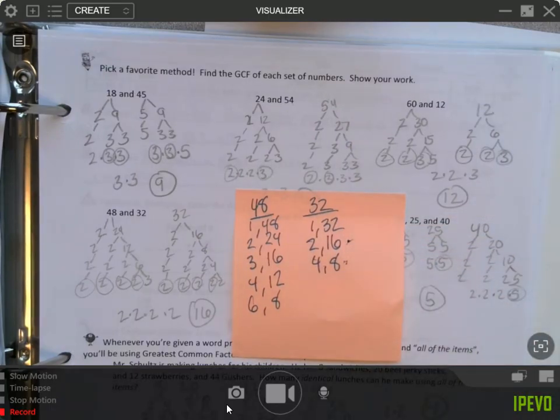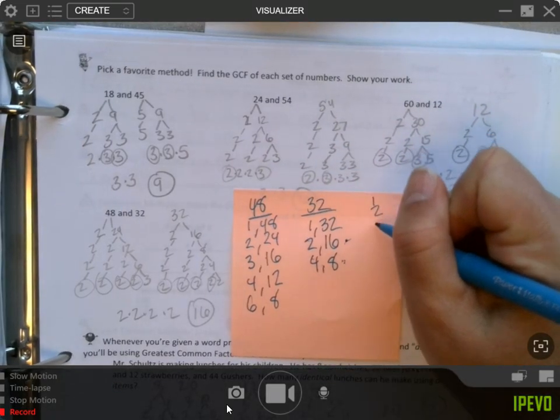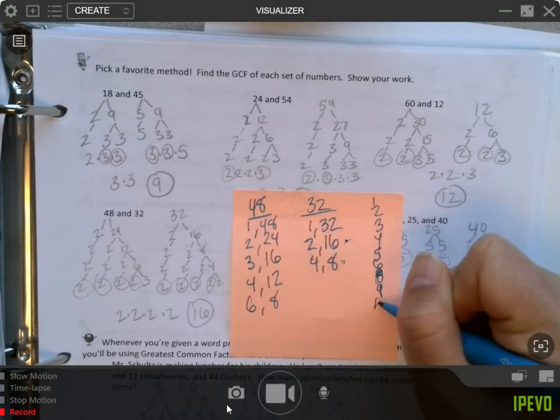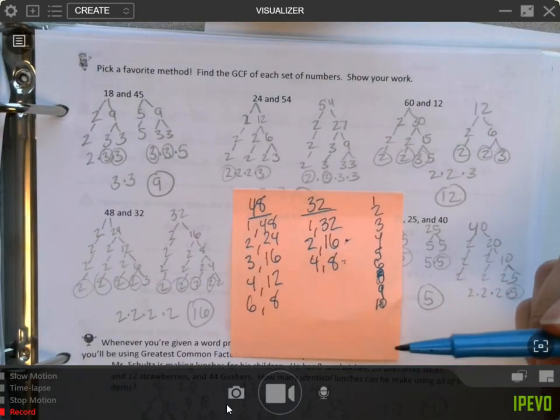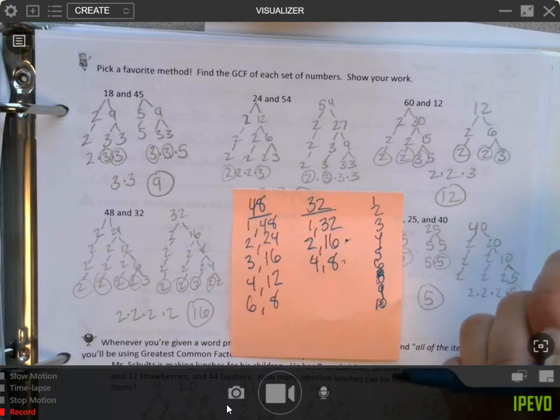Okay, so remember I said that can be one of the tricky parts when you're doing the listing method. You might forget a factor pair, and it could be the one that has that greatest common factor. So we have to be really careful when we're doing the listing. What I do is I always start with the 1, 2, 3, 4, 5, 6, 8, 9, and 10 divisibility rules that we did. That's what I was doing in my head, going through all those divisibility rules to make sure that I got all of the factor pairs, because it's really easy to miss one.